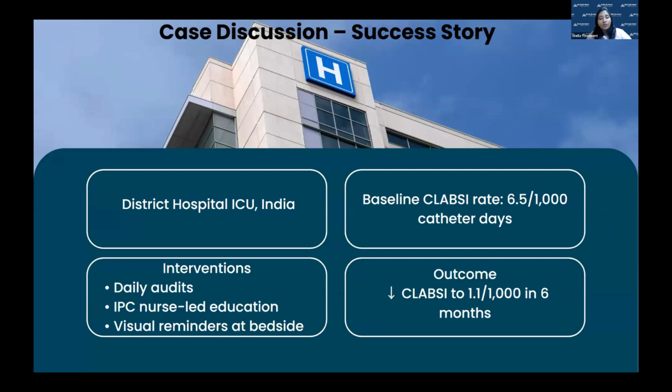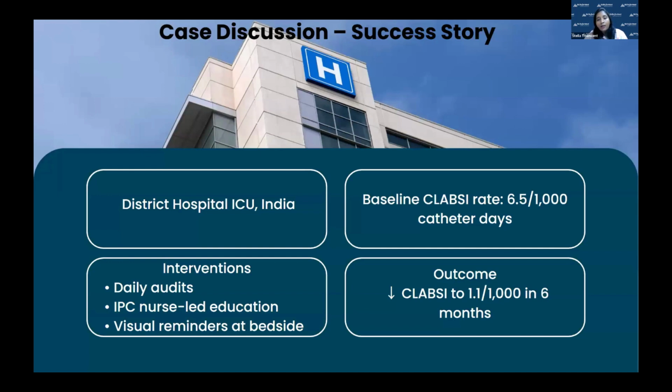For example, based on the checklist or the care bundle, whether they are following all the steps included in it. So based on that, daily audit. And the second thing, IPC nurse-led education. The education will be done interdepartmentally, and the major education focusing on all the environments will be done by the IPC nurse, the infection prevention control nurse. And third thing, visual reminders at the bedside. You should keep on giving them the reminders.